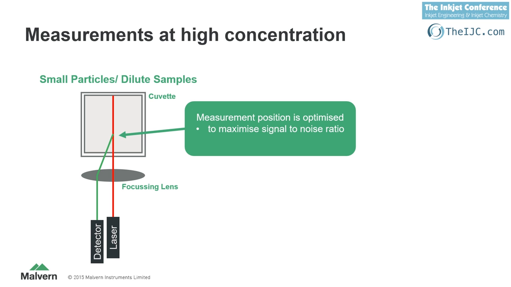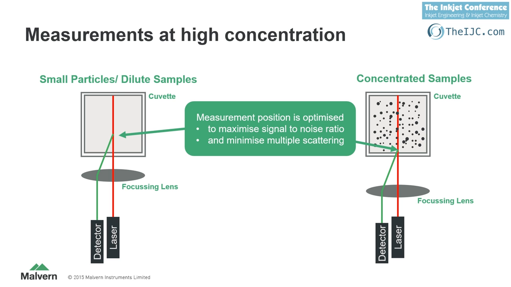One of the advantages of using dynamic light scattering, and particularly on our system, is that we can decide what position in the cuvette we want to measure the sample, depending on the concentration of the sample, in order to optimize the signal. So this is a schematic of our setup. The laser's coming in through a lens into the cuvette. This is where our particles are suspended, and we're measuring backscatter off at 173 degrees. And the system will choose what position in the cuvette it makes the measurement in order to, for small particles and dilute samples, maximize the signal that we get relative to the noise.